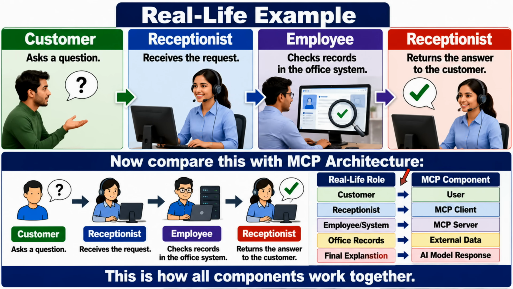Now compare this with the MCP architecture. Customer equals user. Receptionist equals MCP client. Employee or office system equals MCP server. Office records equal external data. Final explanation equals AI model response. This is how all components work together.